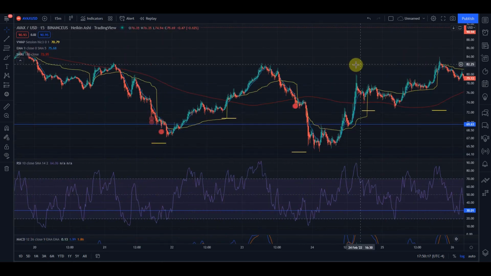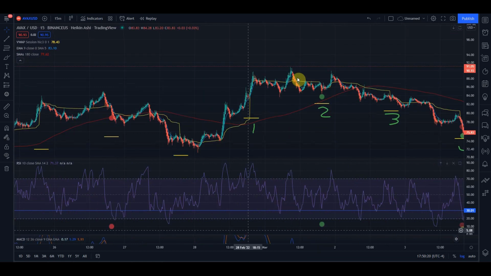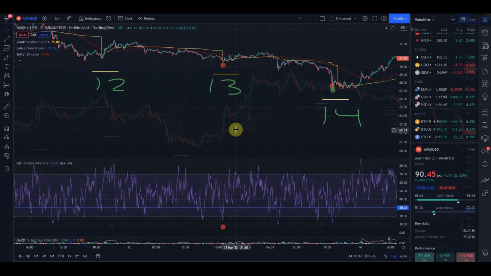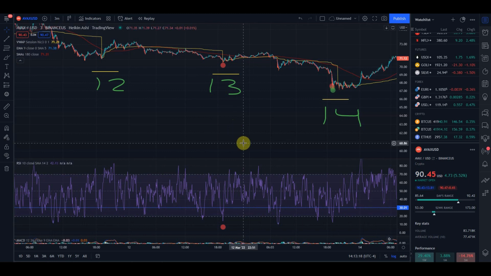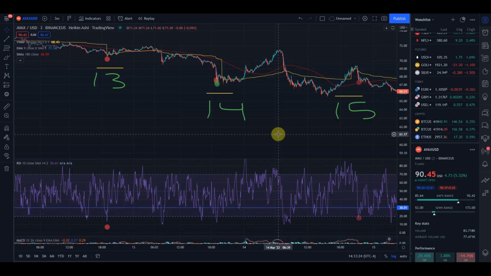And if you're wondering why my candlesticks on my chart don't look normal, it's because I'm using the Heikin-Ashi candles. Personally, I find that they give you a lot more information about where the price could go than your standard candle. So we're looking at the Avalanche AVAX USD chart on TradingView.